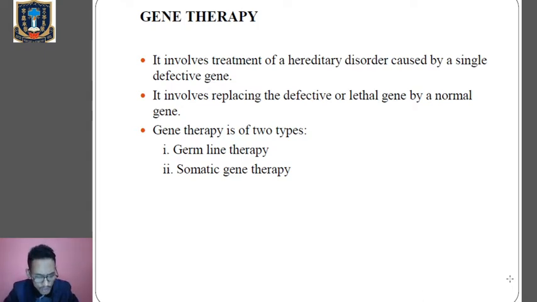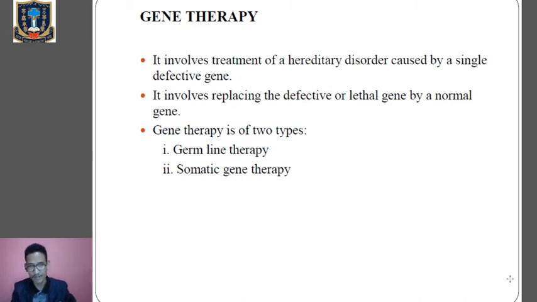So in germline therapy, a functional gene is introduced into the germ cells. Germ cells means reproductive cells such as sperm, ovum, or even we can place the functional gene in the zygote for the replacement of a defective gene, the gene which is not functioning normally. This therapy is carried out in the case of farm animals and in laboratory experiments, but not in human beings so far.